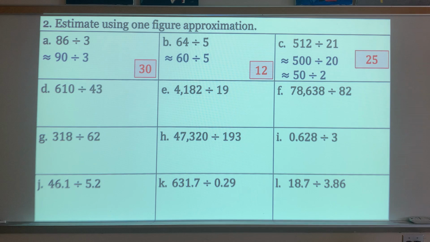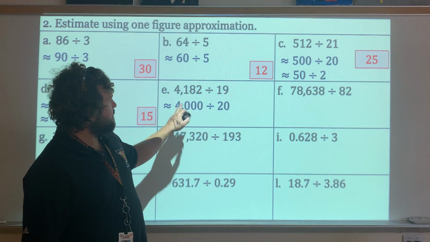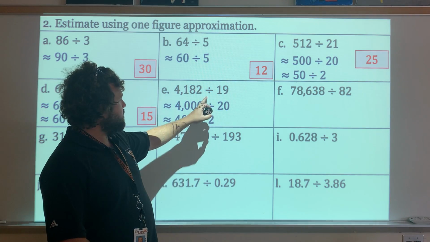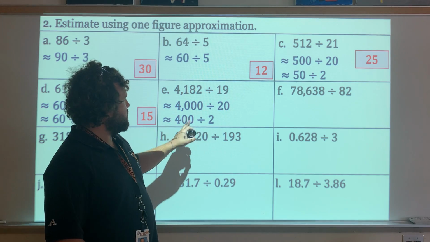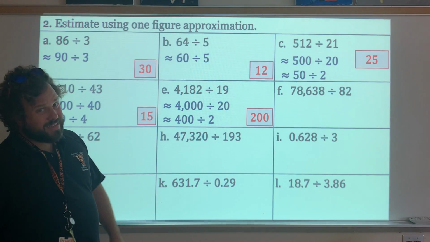600 divided by 40. 60 divided by 4, 15. 4,000 divided by 20. 4 divided by 2. Look what we're doing. Chop off the zeros. Make it easy. 400 divided by 2, 200. Do you have to do this step? No. Is it easier to do that step?